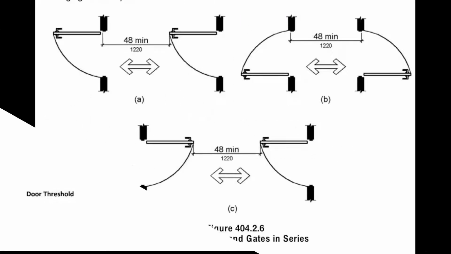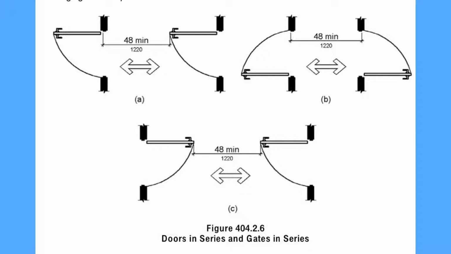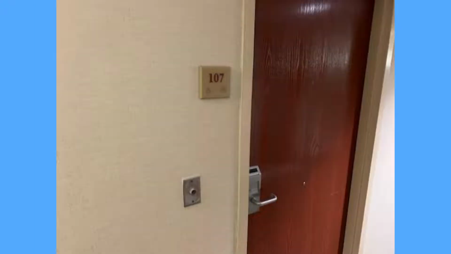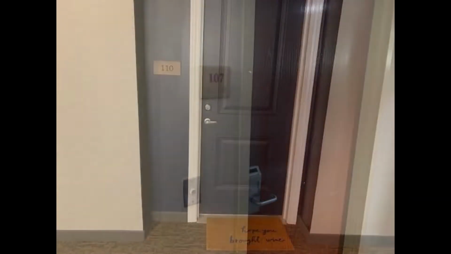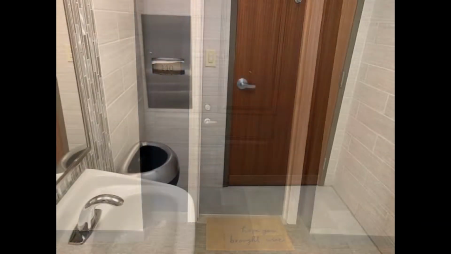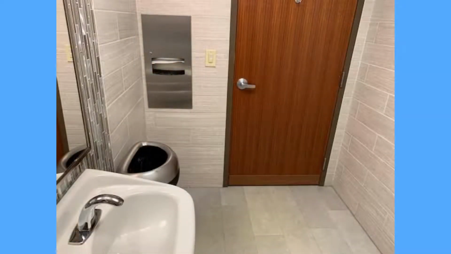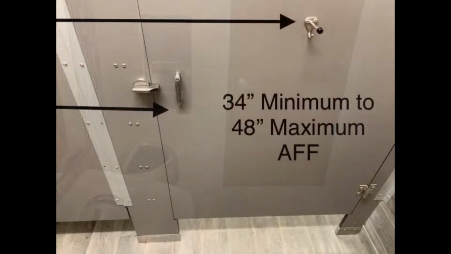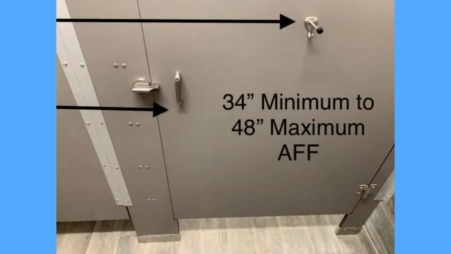The clear floor space between two hinged or pivoted doors in a series shall be 48 inches minimum, plus the width of doors or gates swinging into the space. Door hardware must be mounted between 34 inches and 48 inches above finished floor. The hardware must be operable with one hand without grasping, pinching, or twisting.